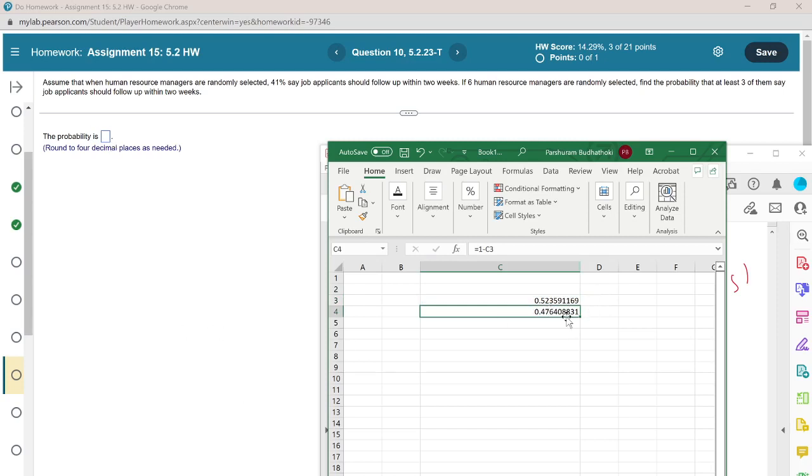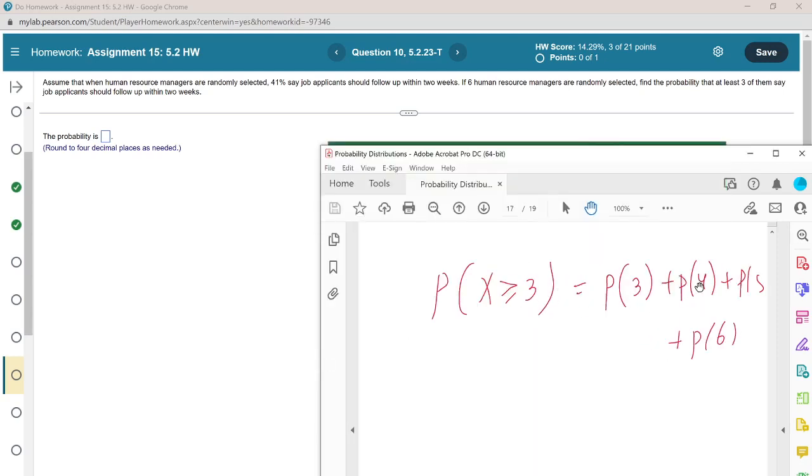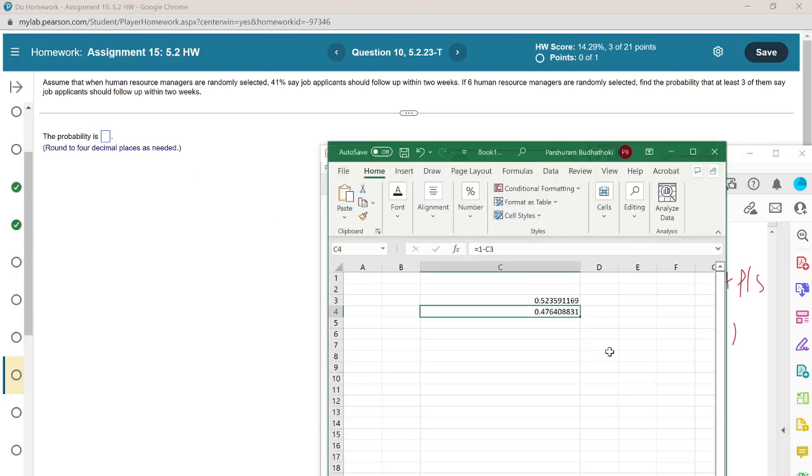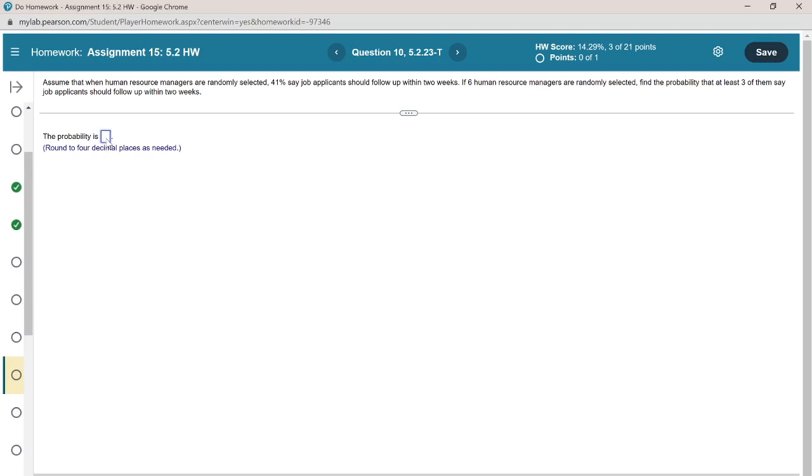So this second answer is the probability that at least 3 of them say job applicants should follow up within 2 weeks. Okay, this formula will calculate this one, P3 plus P4 plus P5 plus P6. So let's just use this answer. If you round it to the 4 decimal place, it will be 0.4764.